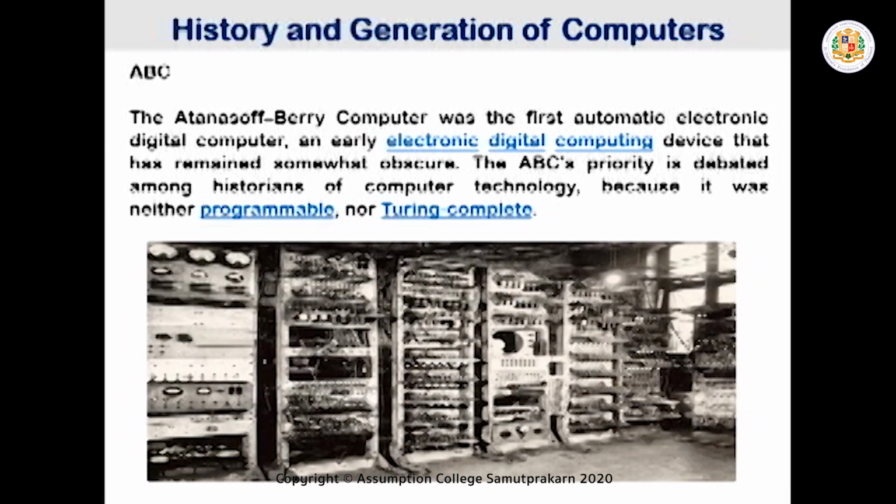Next, we have the ABC, or the Atanasoff-Berry Computer, the first automatic electronic digital computer, an early electronic digital computing device that has remained somewhat obscure. The ABC's priority is debated among historians of computer technology because it was neither programmable nor Turing complete. So this ABC computer was not actually programmable or Turing complete.